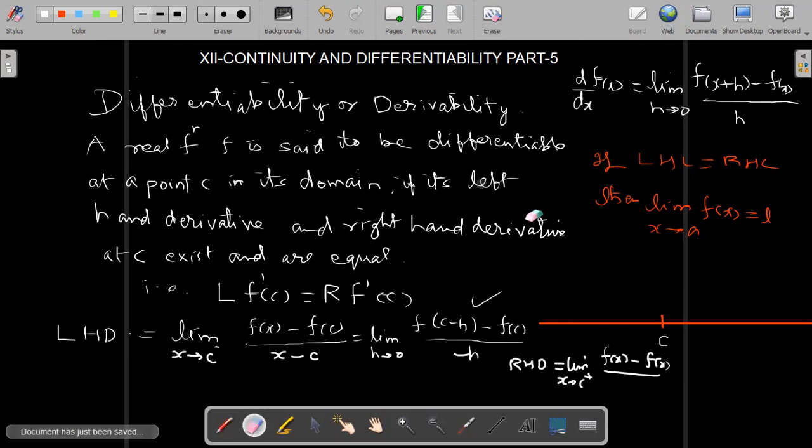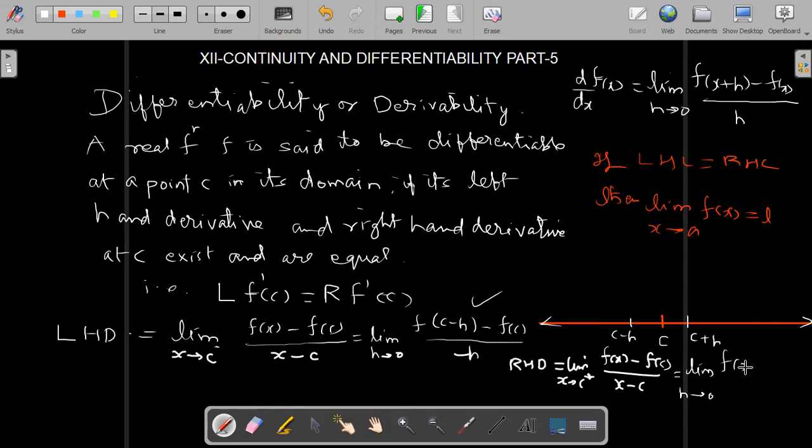Okay, (f(x) minus f(c)) divided by (x minus c). When you replace x by c plus h, this is plus, because on the right-hand side we are taking the derivative. c plus h is on the right side and c minus h is on the left side. h is a very small possible value. So the limit will become limit h tending to 0.